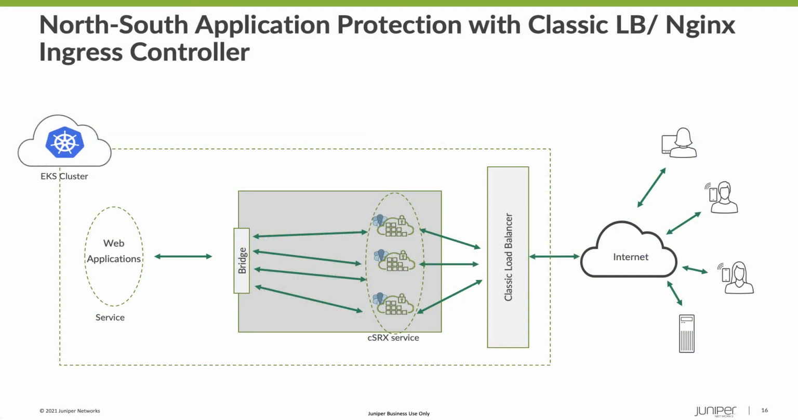Let me begin with this slide, which I've covered in the cSRX use cases as well. In this scenario, the cSRX is deployed as a service within an EKS cluster. The web applications that we are protecting are also deployed as a service within the same EKS cluster. Clients trying to access the web service over the internet first hit the classic load balancer or the Nginx Ingress Controller, which forwards the traffic through to the cSRX. The cSRX performs NAT before forwarding it through to web applications.